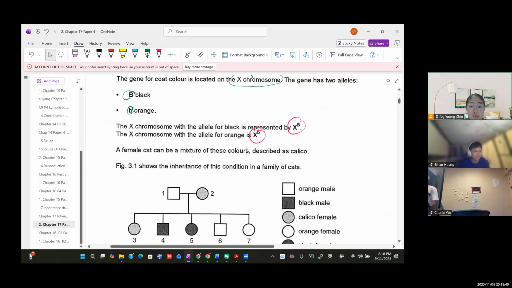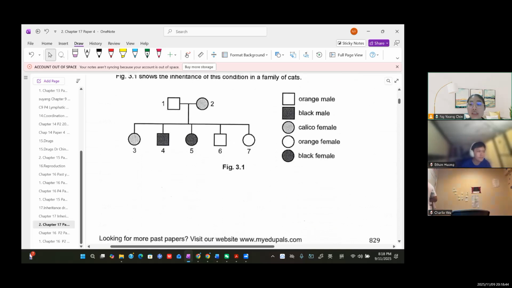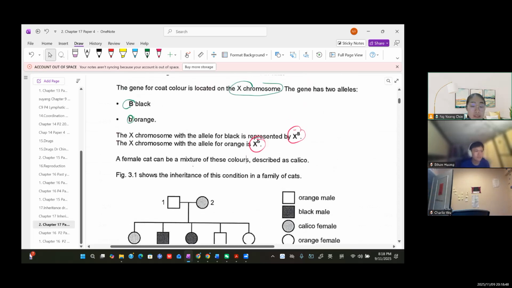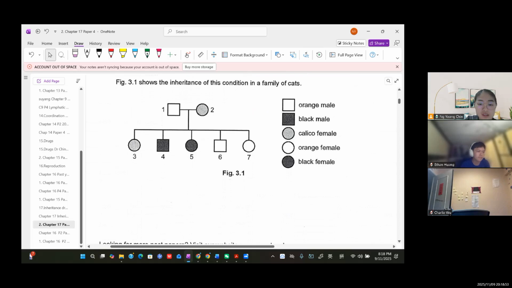So affected means the gene is, okay, black in color. Okay, it's black in color. This one, black in color. Black in color will be the big B. Okay, so you can see the male and the female. Male is about XY, right?